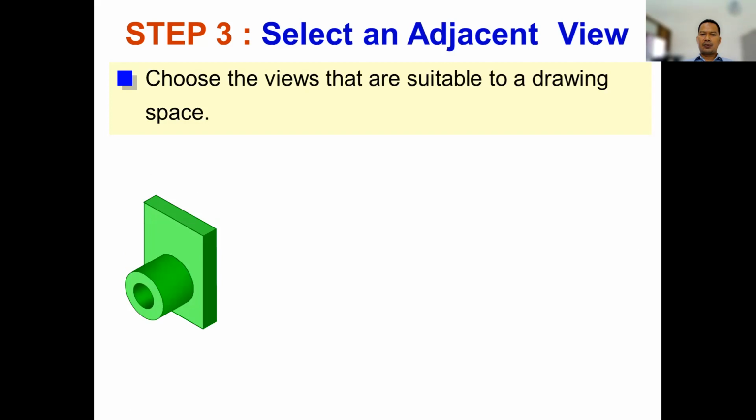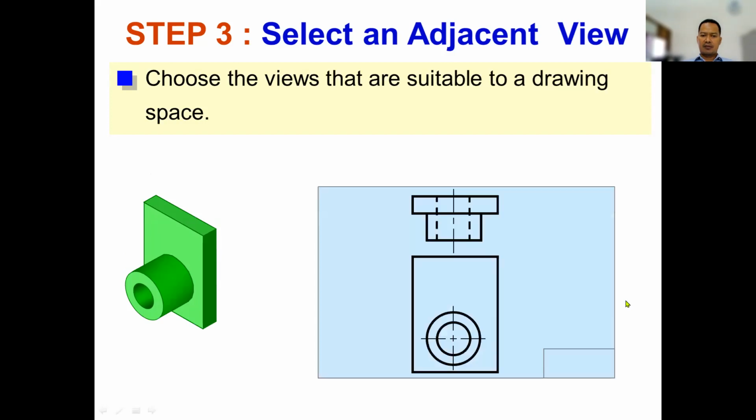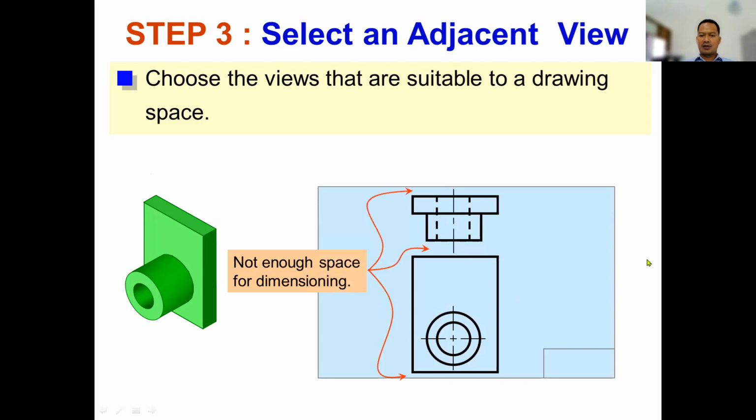And then choose the views that are suitable to the drawing space. For example, we have an object like this. Then we want to make a projection in the landscape view like this. So this is the front view and top view. This is not enough space for dimensioning, so you can select another projection view.